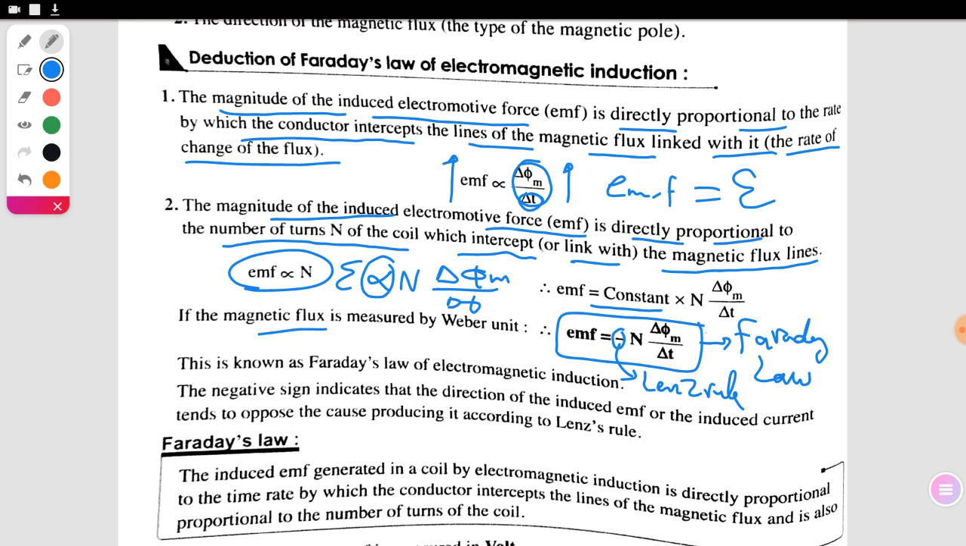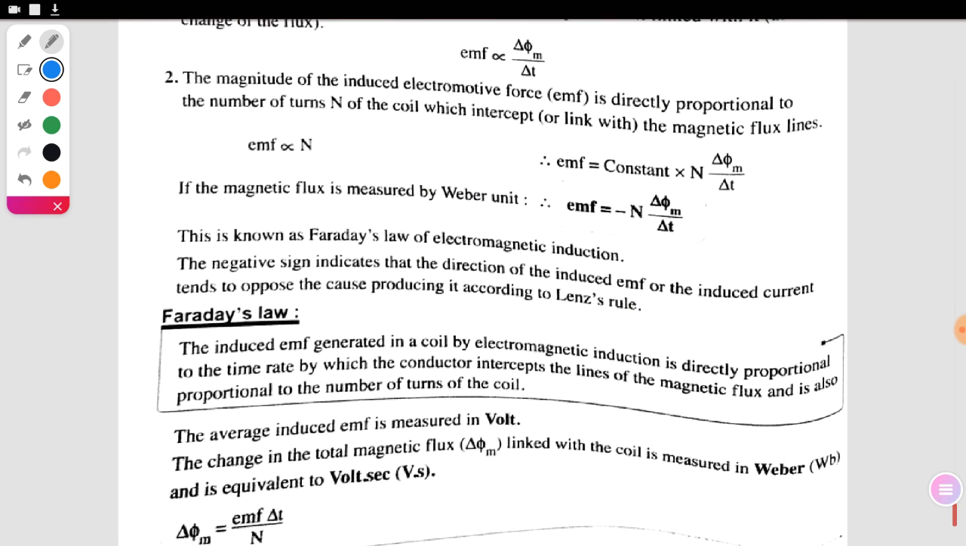The unit for measuring magnetic flux is called the Weber, but magnetic flux density is measured in Tesla. This is Faraday's law of electromagnetic induction. The negative sign indicates that the direction of the induced EMF or induced current opposes the cause of producing it, according to Lenz's rule.